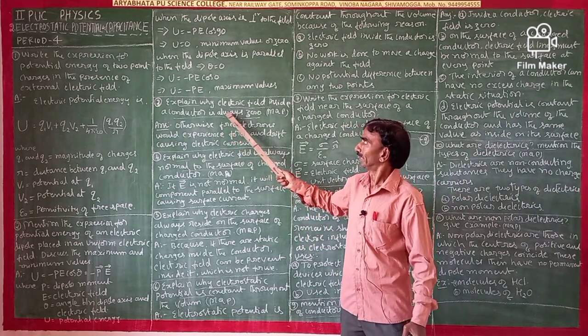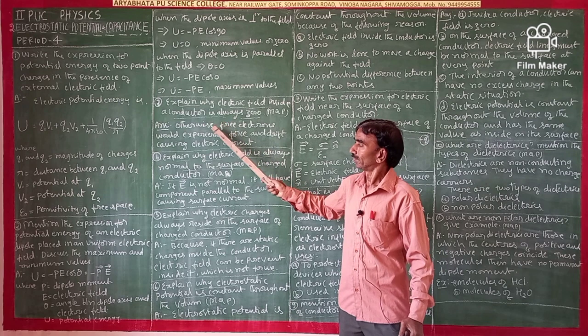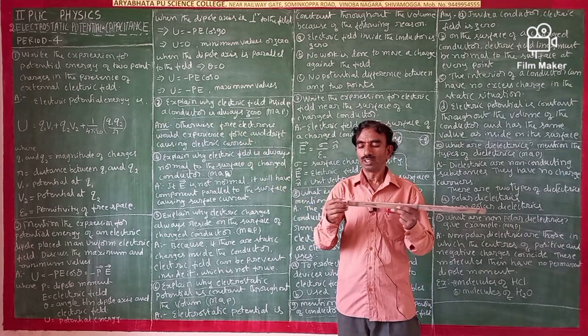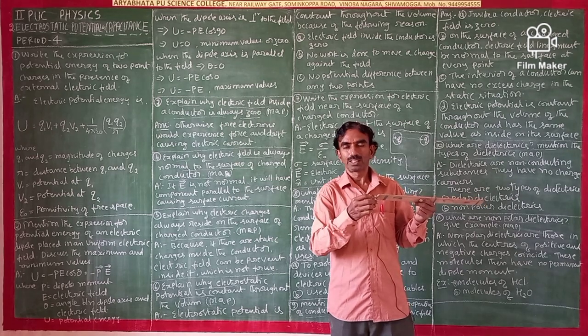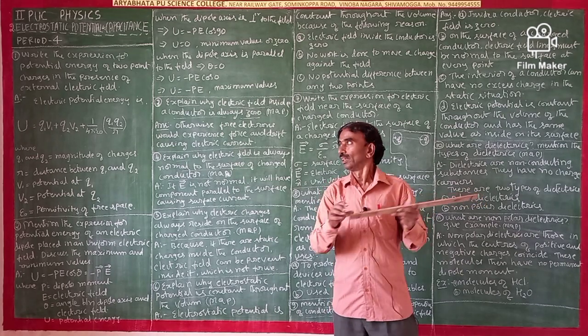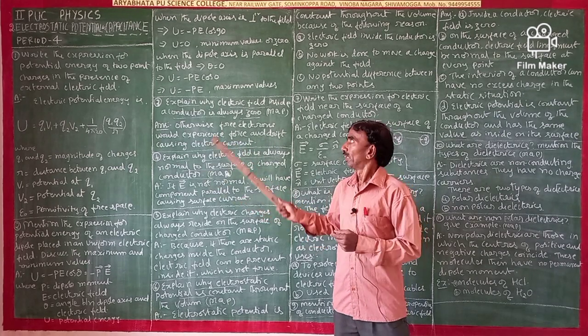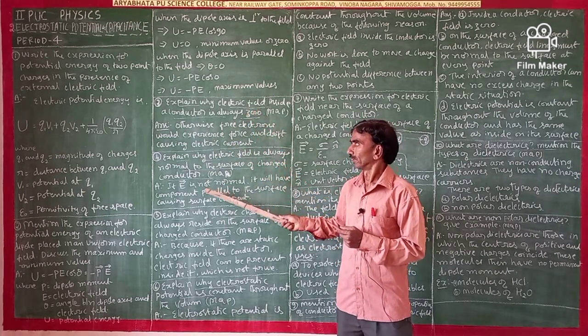So this is why this is a question. Otherwise free electrons would experience a force. If the electrons experience force, then they drift, causing electric current. So the field is always outside.